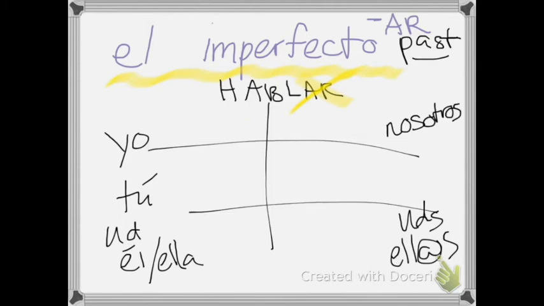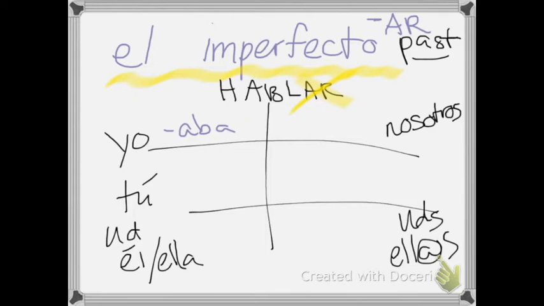So the AR verb endings are pretty fun, if you ask me. So we have yo, our ending is going to be aba, okay? So this becomes yo hablaba, okay? Yo hablaba. Todo el tiempo de niña, yo hablaba. I used to talk. I was talking. I talked a lot. Yo hablaba.